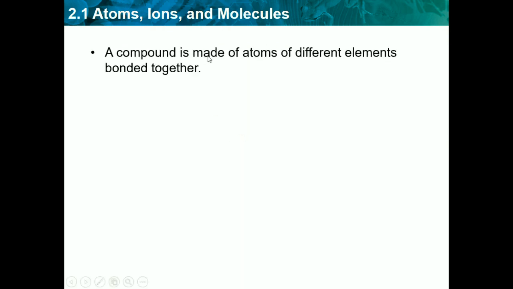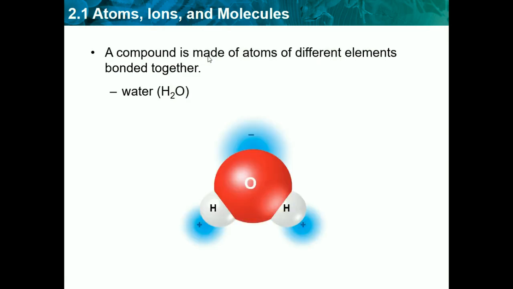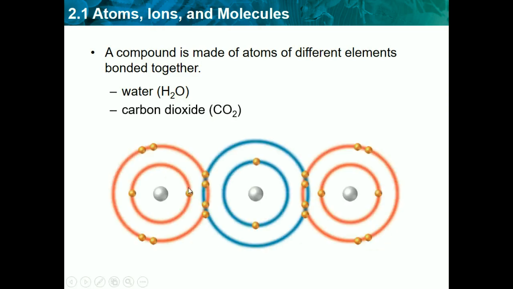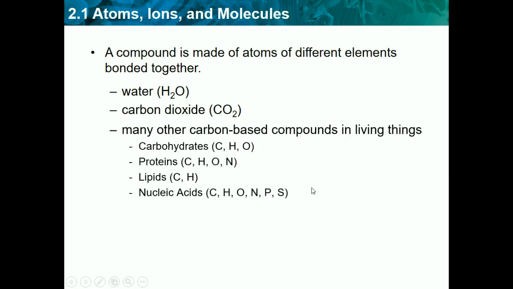A compound is made of atoms of different elements bonded together. So water is an example, H2O, 2 hydrogen, 1 oxygen. So this is an atom, this is an atom, and that's an atom. There are three different atoms in this compound. So a compound is made of two or more different types of atoms. Carbon dioxide is also another type. This is just an example showing how they bond, which we'll learn later.